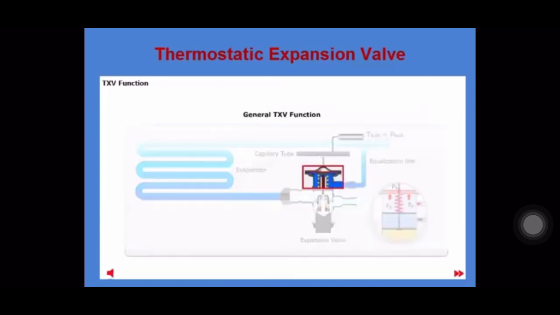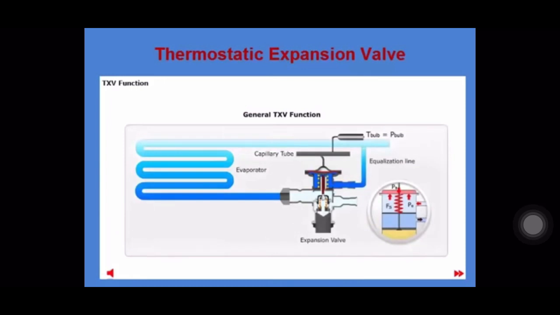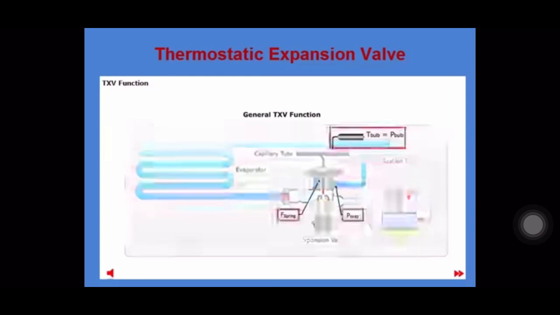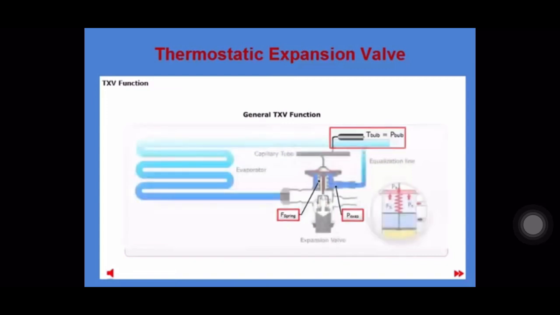The TXV senses the bulb temperature at the evaporator outlet. The bulb temperature is, by means of the evaporating charge, converted into pressure, P-bulb, which through the capillary tube is transferred to the top side of the diaphragm. The evaporating pressure, P-evap, is led to the underside of the diaphragm, either through the external equalizing connector or through a hole inside the valve. Together with the force from the valve mainspring, F-spring, the two pressures achieve a pressure balance which represents the requested superheat, or SH, at the evaporator outlet.